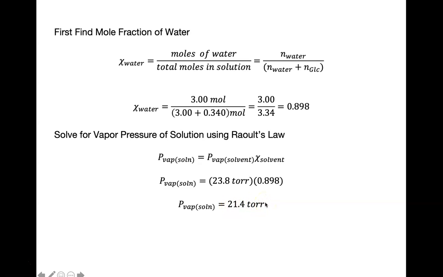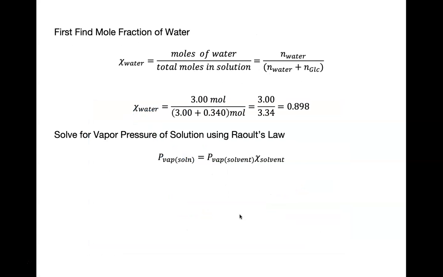We don't really have an intuitive sense of how big the number should be, but if it's vapor pressure lowering, it should be lower than 23.8, and it is. And actually, it should be around 90% of the total, or 10% less. That is exactly the mole fraction of water. So we have 21.4 torr.